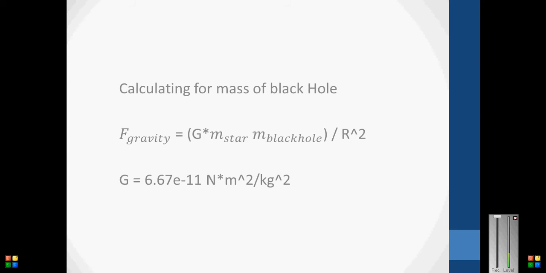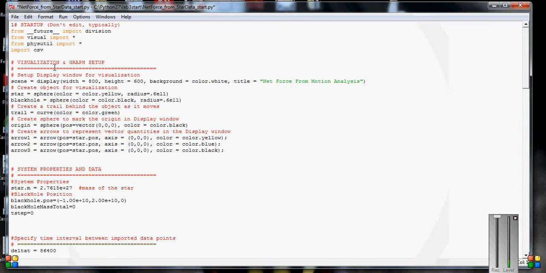In order to calculate the mass of the black hole, we would use the gravitational force formula given to us, which is G times the mass of the star times the mass of the black hole over r squared, where r in this case would be the distance between the star and the black hole. G is equal to 6.67 e to the negative 11.